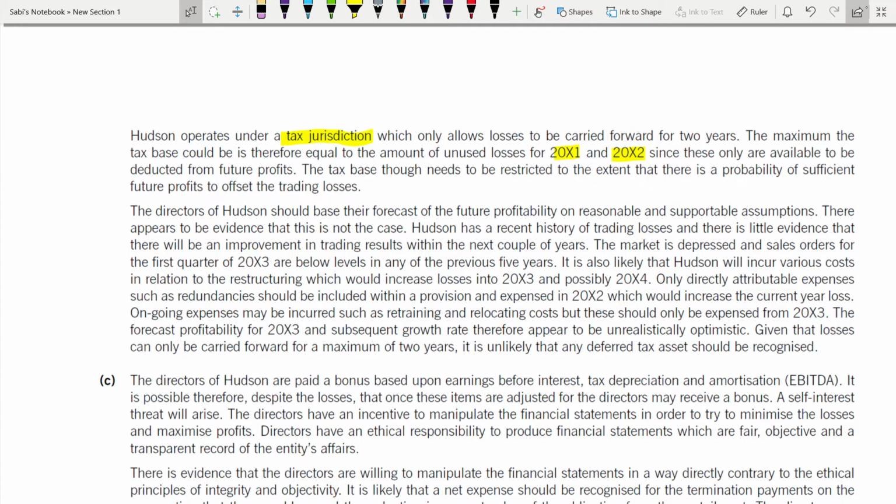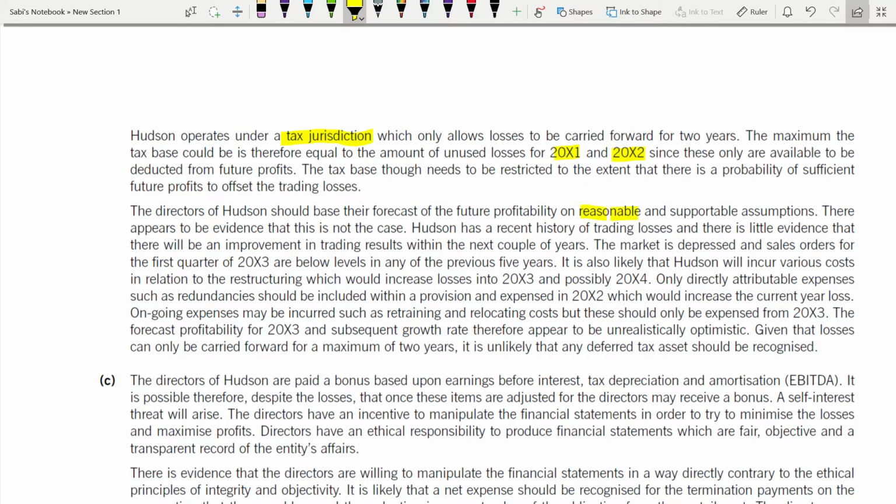The directors of Huston should base their focus on future profitability on reasonable and supportable assumptions. Definitely, because they have said that profits will increase 20% for the 4 years. Do you think it's reasonable? Because the market condition is not good, the sales have been declining. How can that 20% happen? So you have to question.